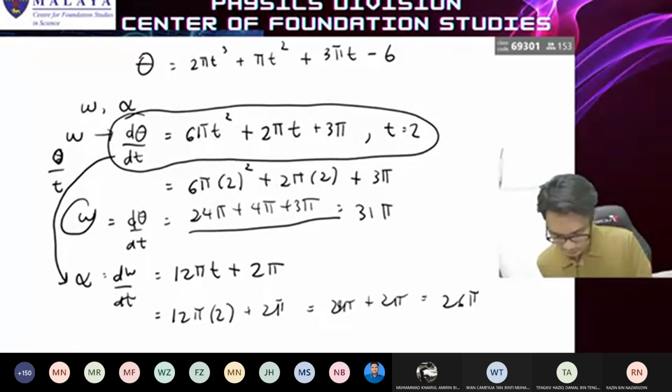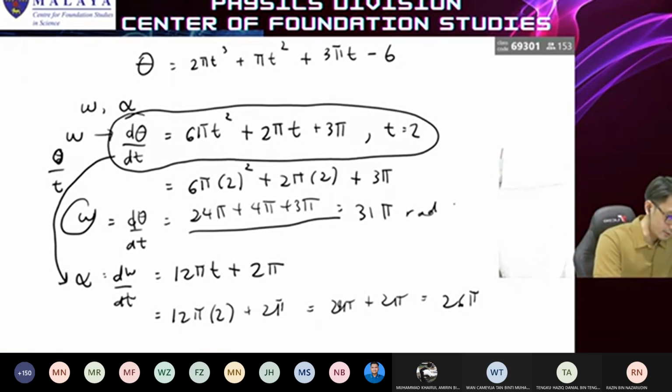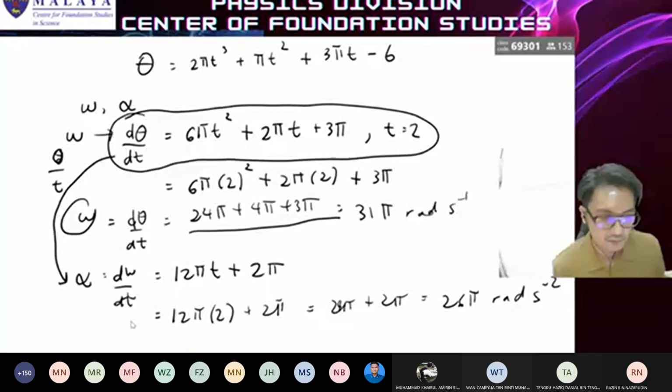Okay, correct. So the answer is B. 31 pi radian per second. This one's unit is radian per second, and this one's unit is radian per second square. Okay, do you understand instantaneous velocity? Good.